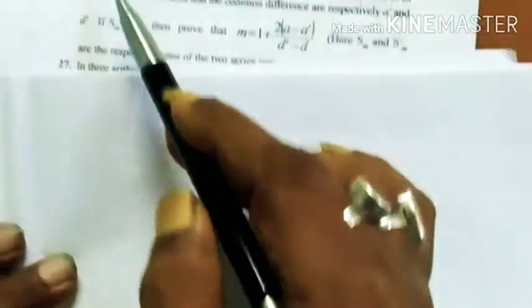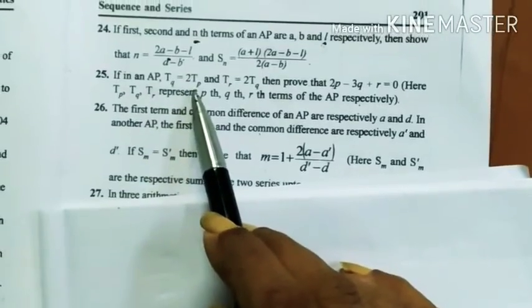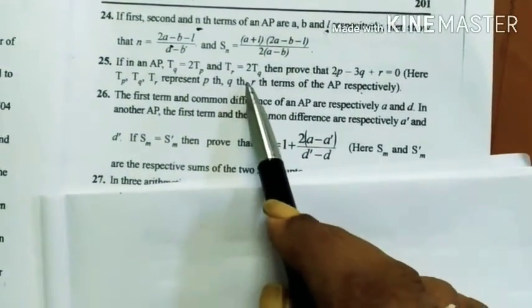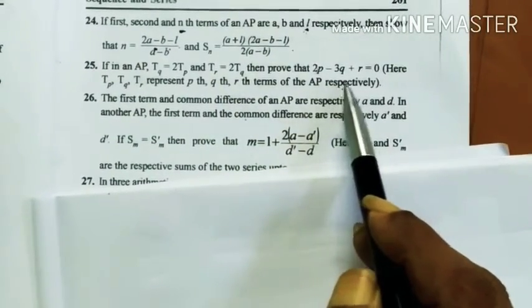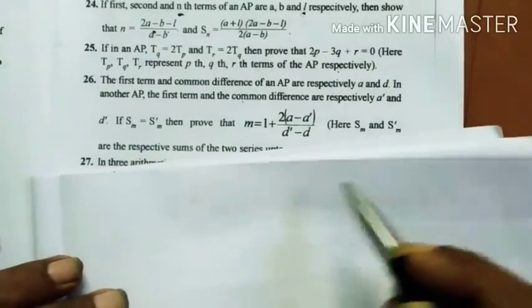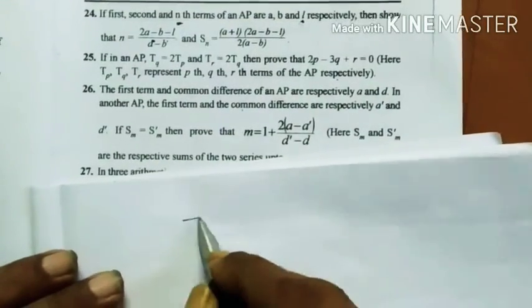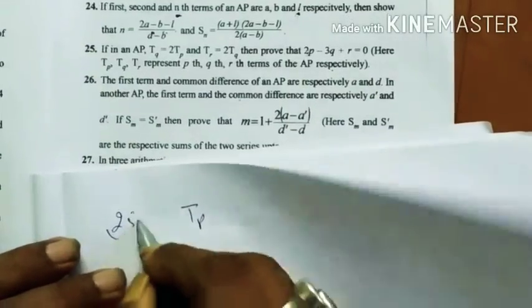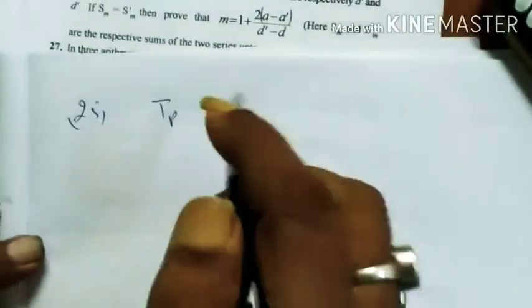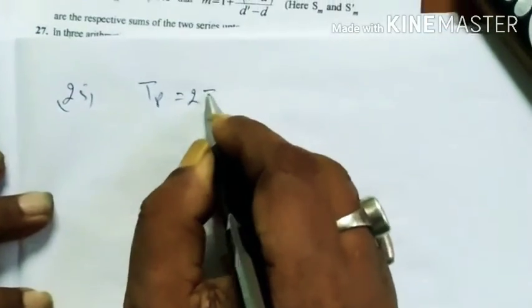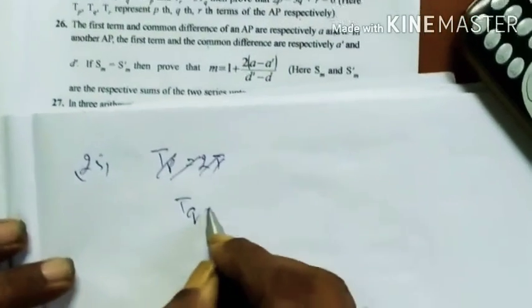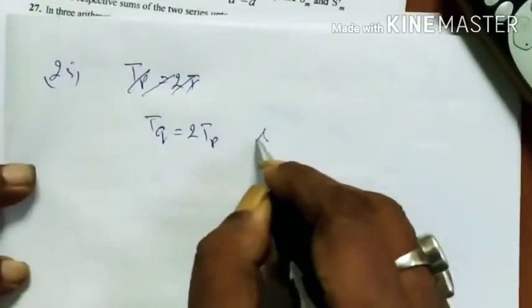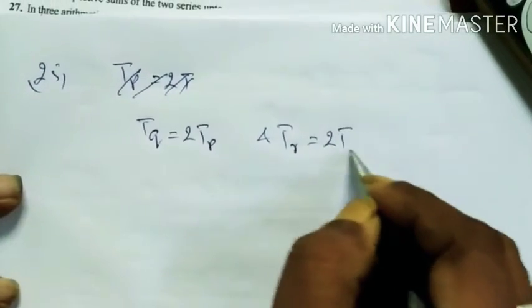Question number 25: if in an AP, TQ is equal to 2TP and TR is equal to 2TQ, then prove that 2P minus 3Q plus R equal to 0. It is already given to you that TQ is equal to 2TP and TR is equal to 2TQ.